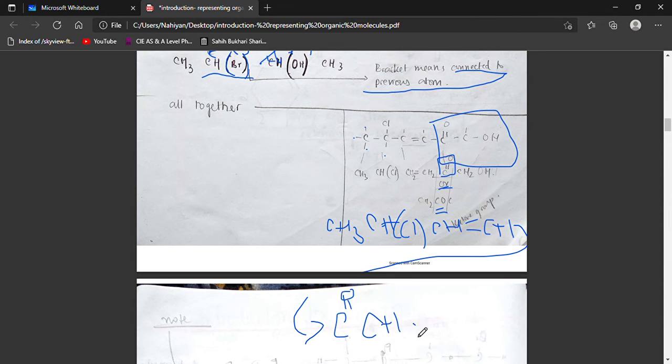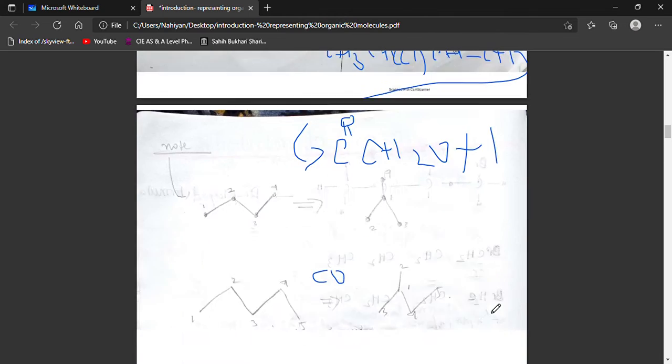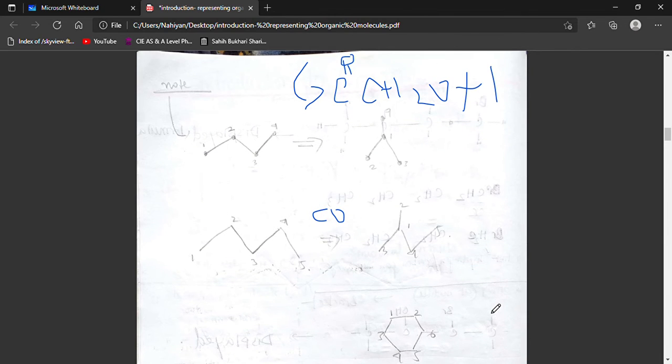Then you have to write CH2 for this, and then we have OH only. You might put a bracket in, but it's better not to because it's at the end, and you have to show which carbon it is bonded to. So you can just write OH, and that's it.